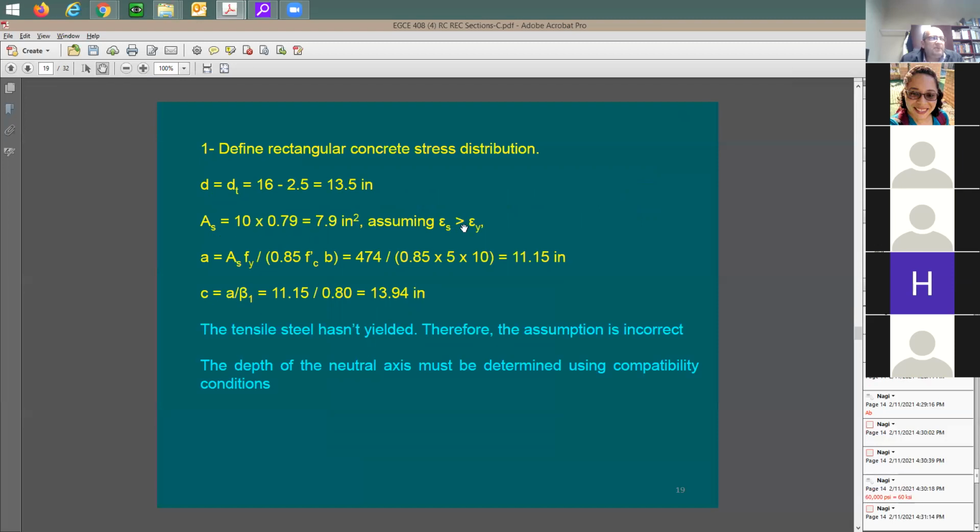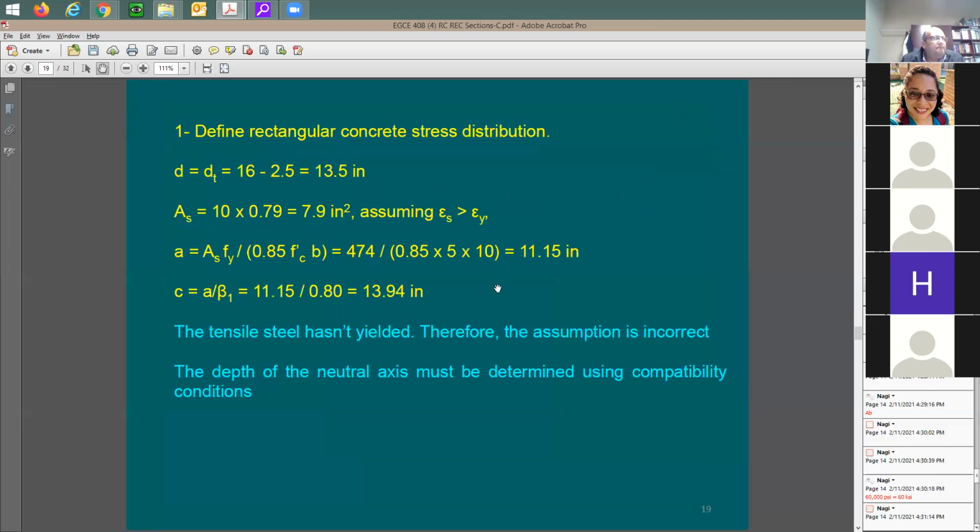I'm also going to start with this assumption. Let's assume that the steel strain is higher than the yield strain, which is a limit. Let me also try to find a, the depth of the neutral axis. Look at what happened when you do As times fy. Here's the tension force, right? What happened to the a value? 11.15, 11 inches. Does this make sense to you guys?